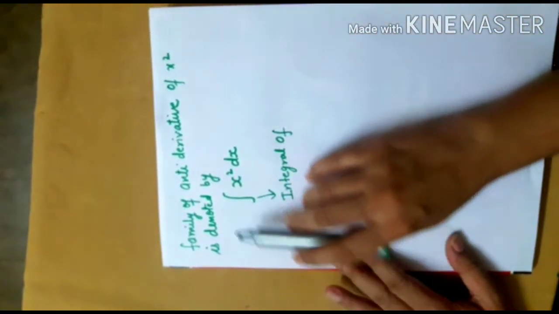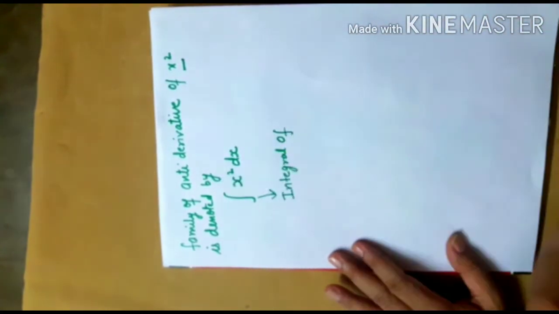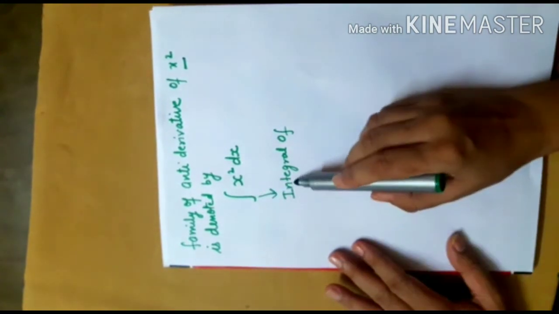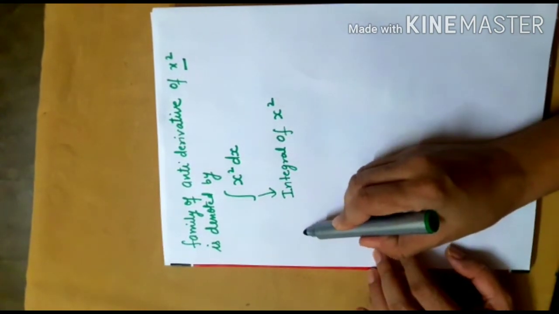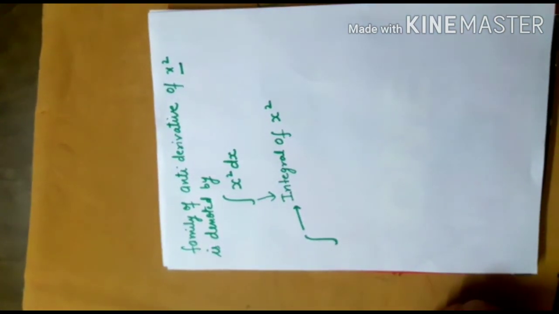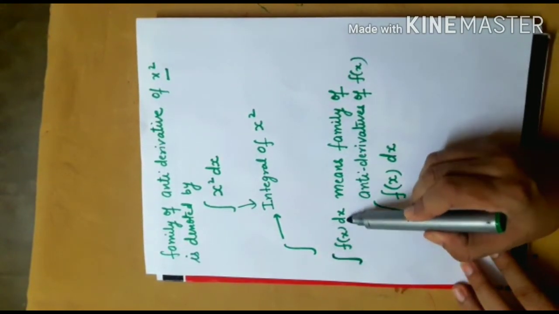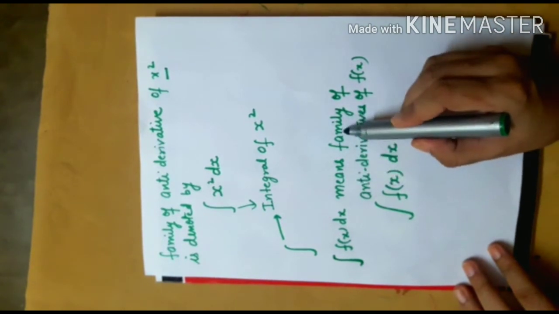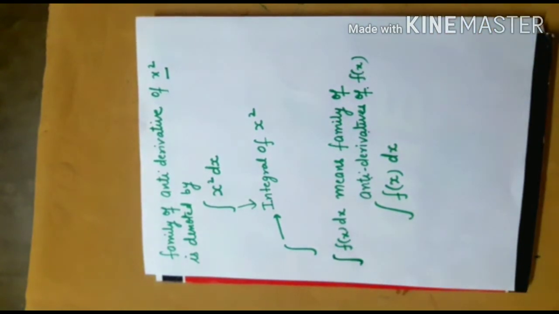The family of antiderivatives of x squared is denoted by this symbol, which we read as the integral of x squared. So remember this. This symbol stands for integral of. So if I write integral f(x) dx, it means the family of antiderivatives of f(x). That means the collection of all the functions whose derivative is f(x).